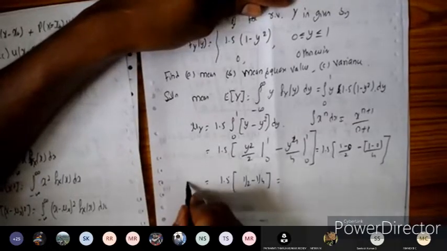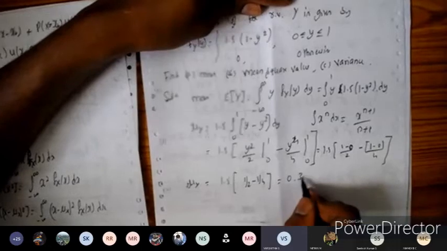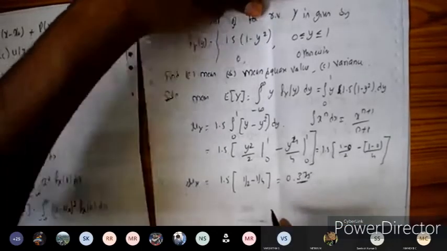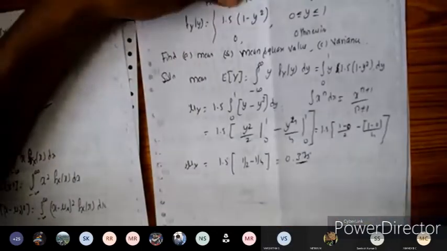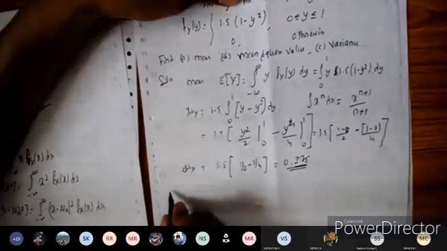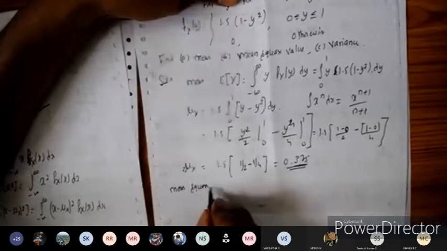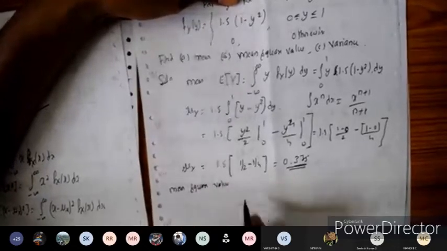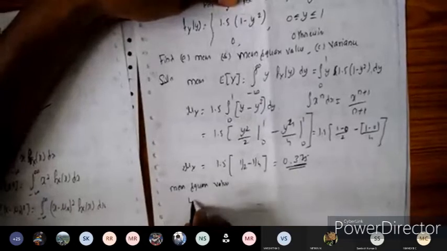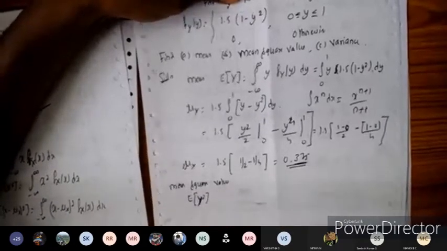How much will be the answer? 0.375. Very good. So 0.375 is the mean we'll get here. So done. And similarly, you can find out the mean square value. I think everyone is good in integration. So the mean square value you can find out, that is the expected value of y squared. This is a random variable y, expected value of y squared.